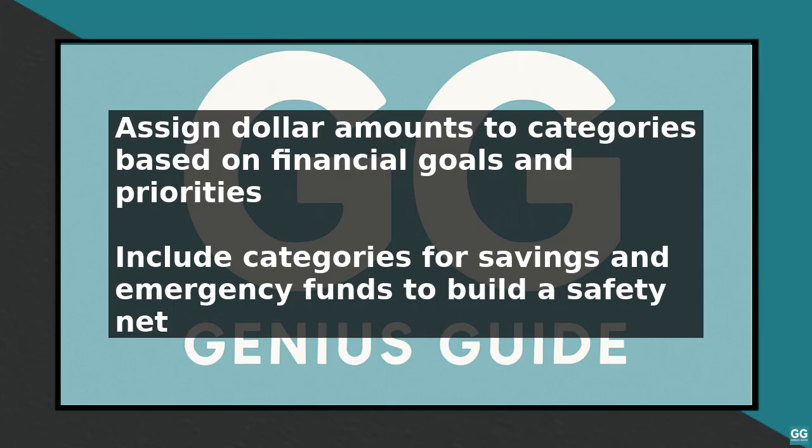To illustrate this concept, let's consider an example. Suppose you earn $4,000 per month. You would allocate $2,000 towards necessary expenses, $1,200 towards discretionary spending, and $800 towards saving and debt repayment. By following this rule, you can ensure that you are prioritizing your essential expenses while also building savings and paying off debt.